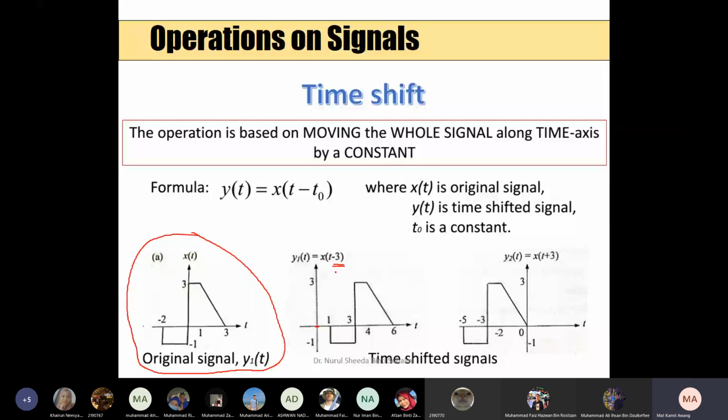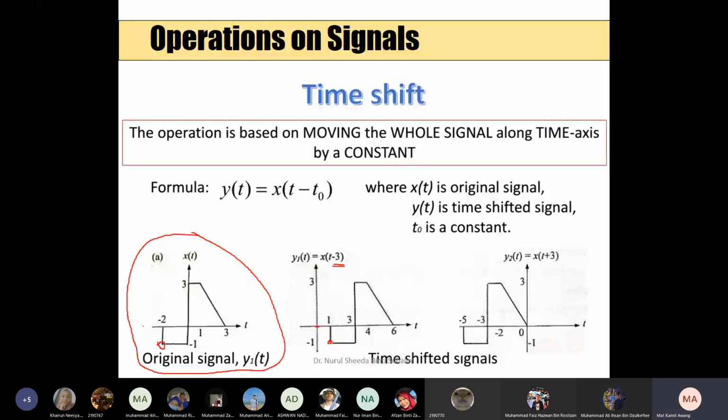And at t equal to 1, y of t is equal to x at minus 2. So at x of minus 2, this is the value, minus 1. So therefore, this is the value. Then t equal to 2, it's somewhere here.